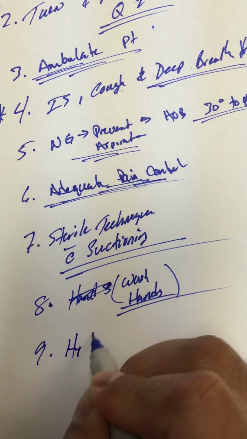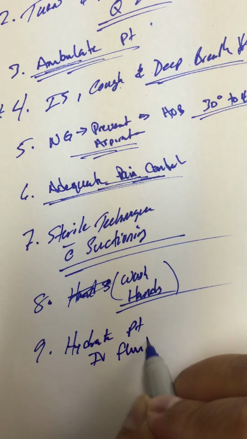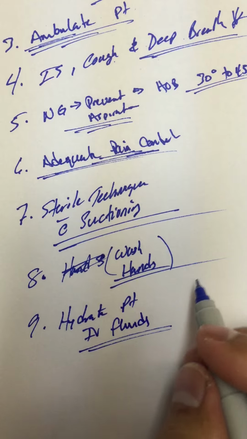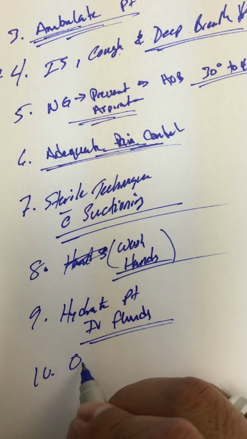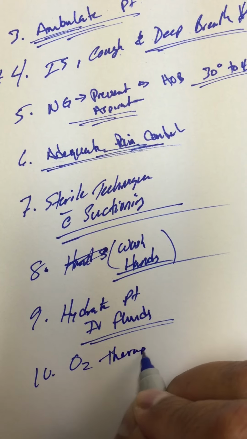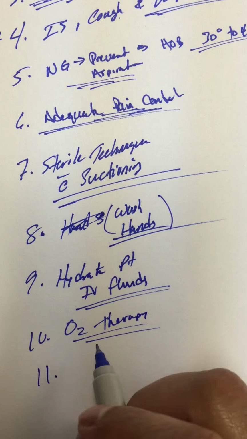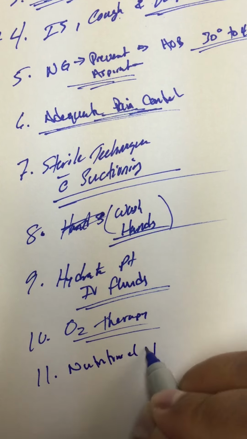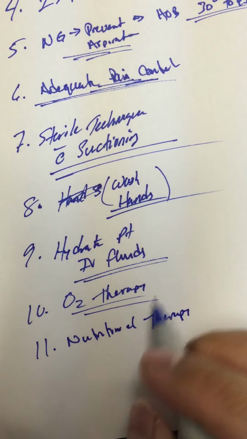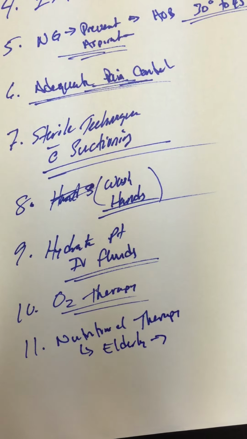Other things are, you want to hydrate your patient. So IV fluids. You always want to assess their O2. If it is low, then some oxygen therapy may be required. You want to inform them of nutritional therapy. Now this is very important for elderly patients. Okay, you want to make sure that they're taking enough protein in their diet.